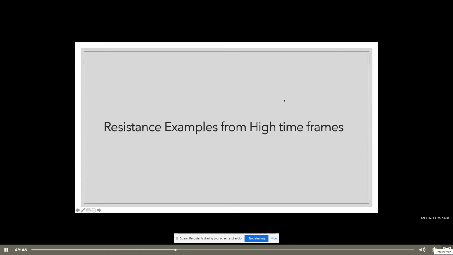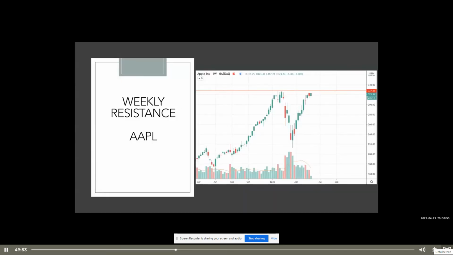Now, resistance examples from high time frames. So resistance, remember, this is our ceiling. This is our volcano, right? So this is a weekly resistance for Apple. You can see it came up. Apple was on a very nice uptrend. And then it came up and hit this, it was around 328 and just rejected huge off of that.